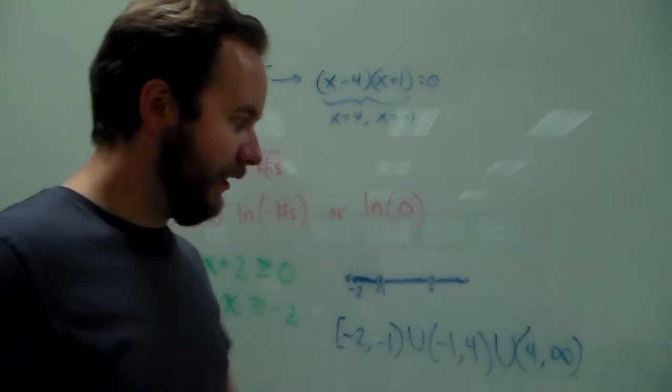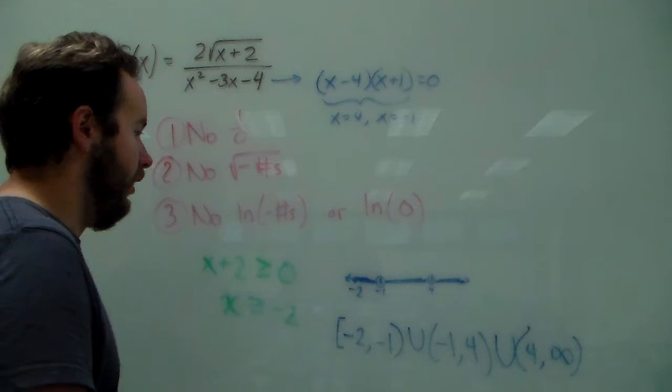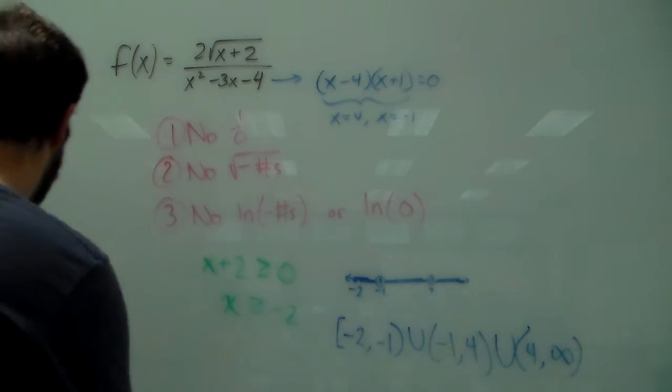So anytime you see infinity, you never include it. If you ever see a bracket on an infinity, that's just improper notation. Okay, so that wraps up this first problem. Let's jump into the next.